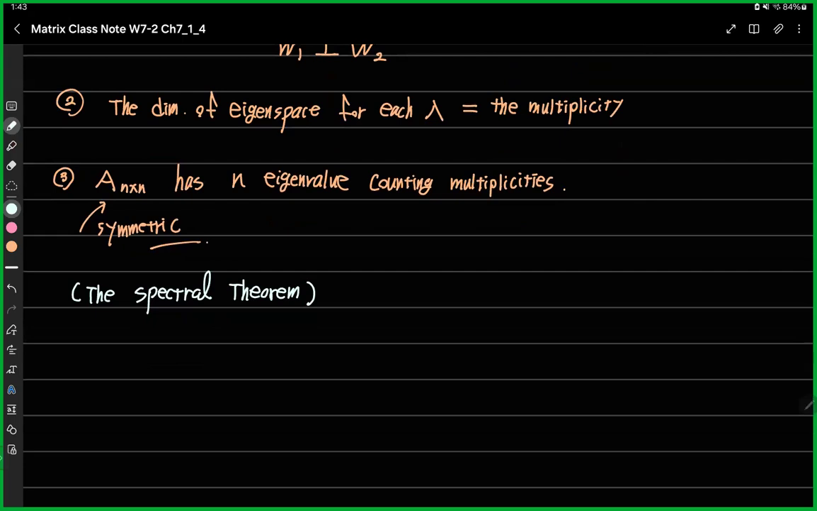What's a spectrum? The spectrum is the set of eigenvalues of matrix A. That is called the spectrum of A. This is called the spectrum.